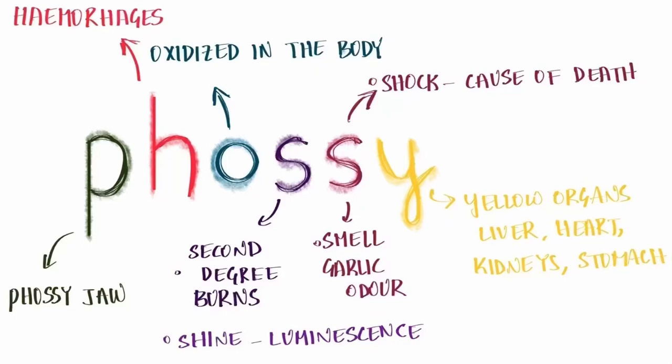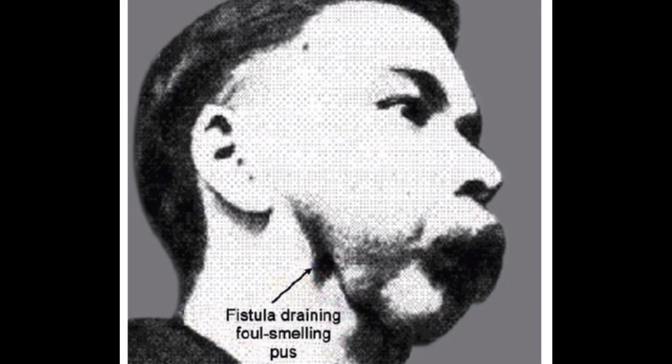Hi, here we'll talk about all the important points of phosphorus poisoning using this mnemonic PHOSSY. The P here stands for phossy jaw. It can be seen in chronic phosphorus poisoning because of frequent inhalation of phosphorus fumes.